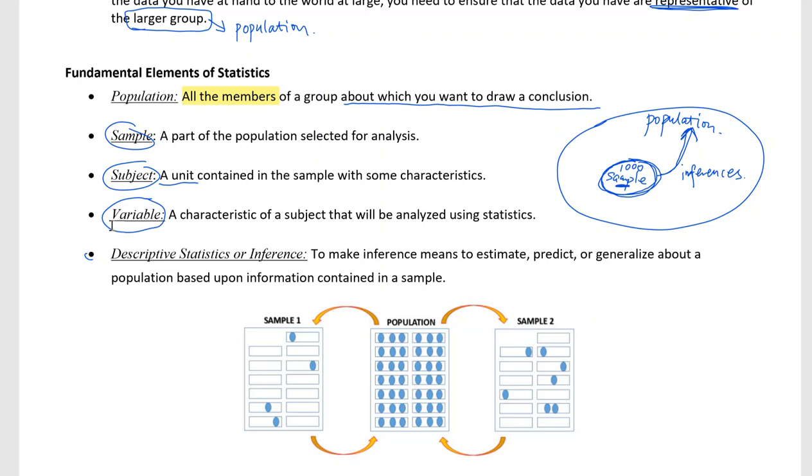Alright, okay, so let's talk about the relationship of these 4 fundamental elements of statistics. We want to study or make a conclusion about the population, but we do not have enough money and enough time to collect every piece of information in the population. So we select a sample from it. Right? And then each unit in the sample we call a subject. And each characteristic about the subject is called a variable.